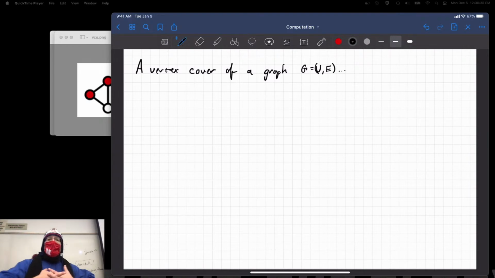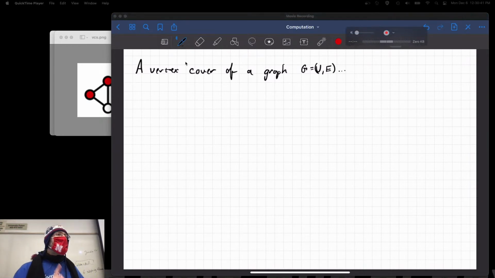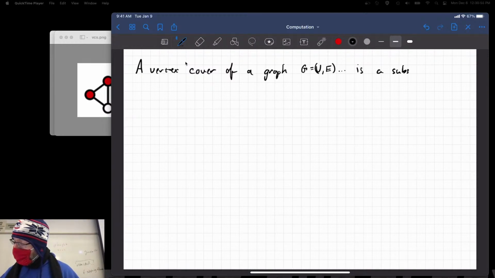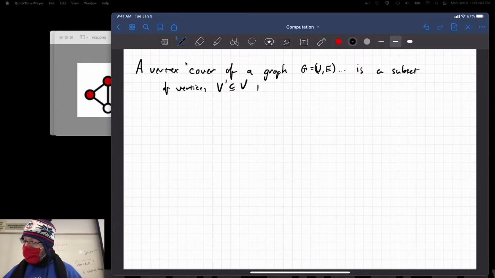Good. All right. So I wanted to show one more reduction to a problem called vertex cover. So first of all, we have to define what a vertex cover is. Basically, it's a subset of vertices. I'm going to label it as V prime, which is a subset of the vertex set here, such that it covers all edges. Right? Now, what does that mean?